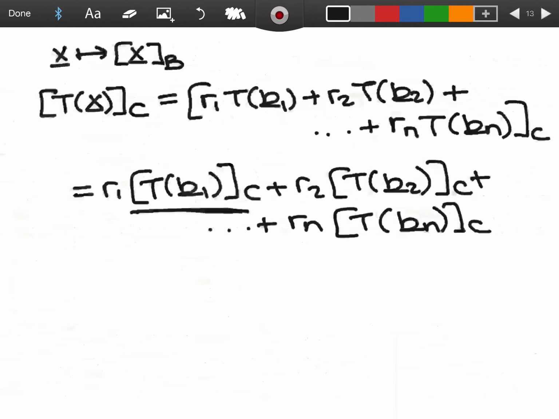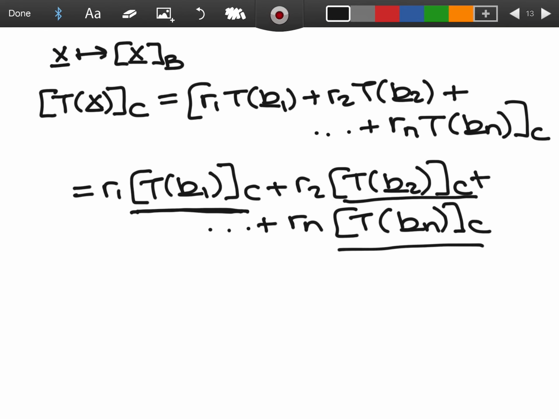We already know that each one of those must be in Rm, so each one of these vectors has m entries in it, and I have n of them. So all I'm doing is taking each of those basis vectors in B, transforming them to find their image in W, and then finding the C coordinates of their image.